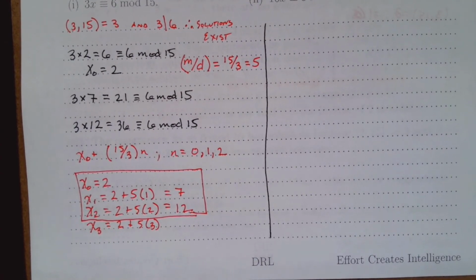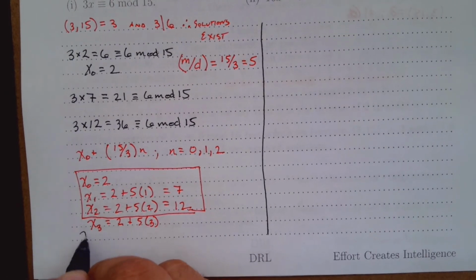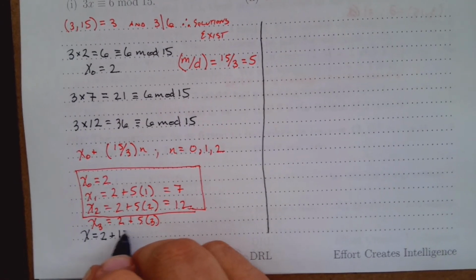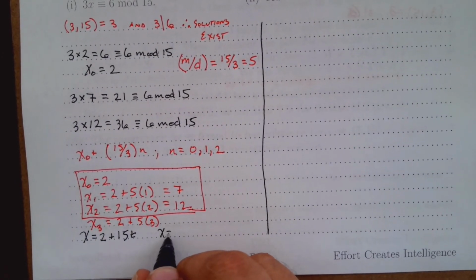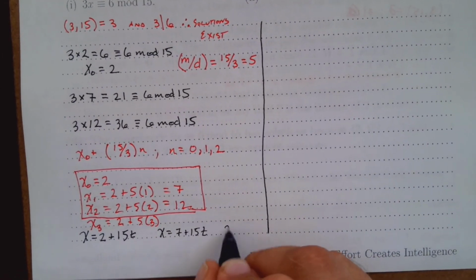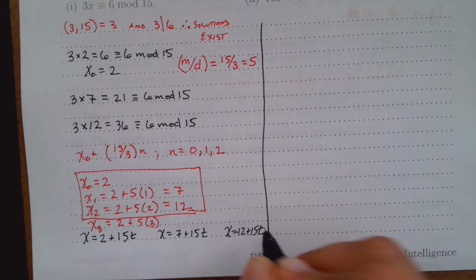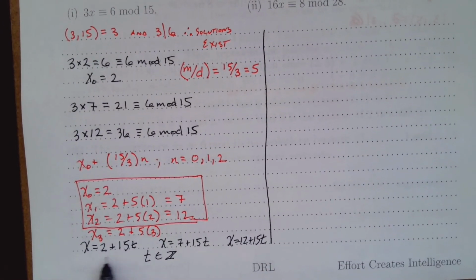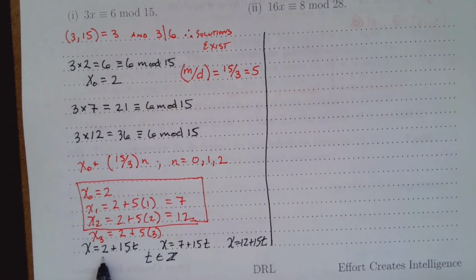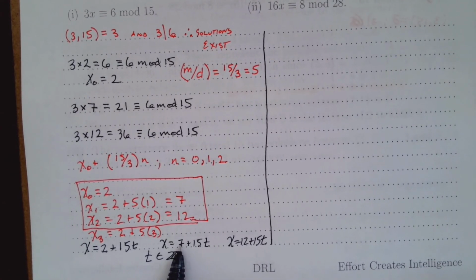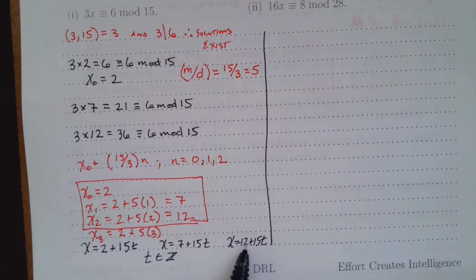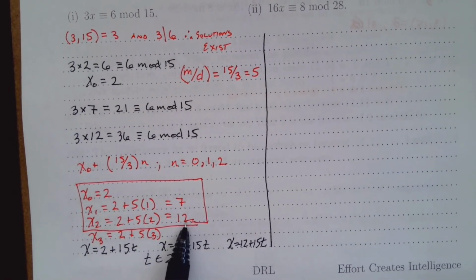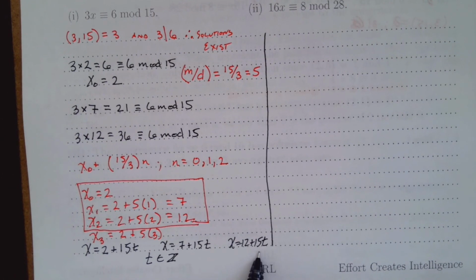Really and truly, our solutions are going to be x equals 2 plus 15t, or x equals 7 plus 15t, or x equals 12 plus 15t, where t is some integer. If I keep on adding 15 to 2, I'm going to have the same remainder. If I keep on adding 15 to 7, I'm going to have the same remainder. If I keep on adding 15 to 12, I'm going to have the same remainder. So these would be our incongruent solution classes, and these would be the forms of all of the solutions.